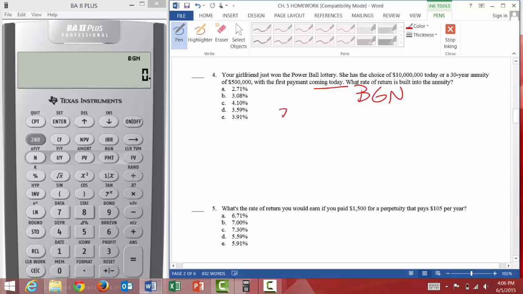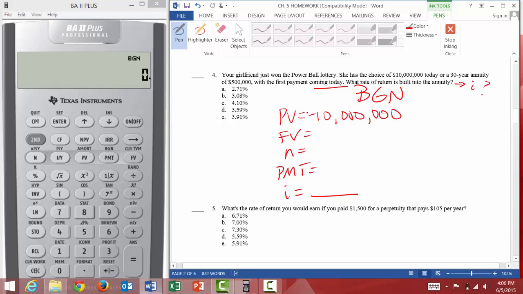Okay, so I'll start writing out my stuff. Present value, future value, N, payment, and I. And it's saying what rate of return, so that means solve for I. Okay, so the present value is she could have $10 million today.